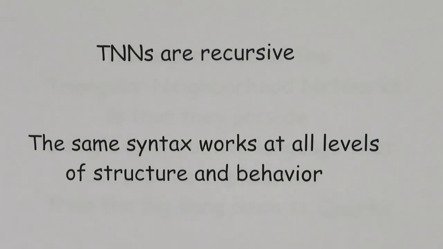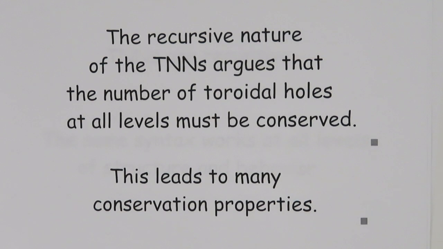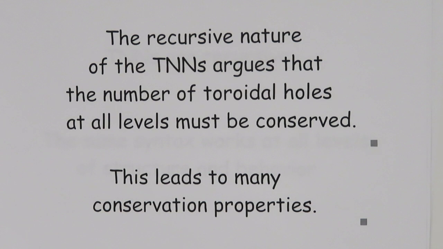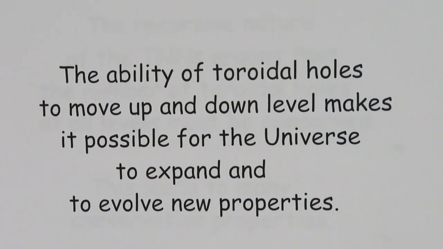In the video on the Big Bang, I showed how different levels of structure might be applicable to various features in the universe. The recursive nature of the Triangular Neighborhood Networks argues that the number of toroidal holes at all levels must be conserved. This in itself leads to many of the conservation properties. The ability of toroidal holes to move up and down levels of recursive Triangular Neighborhood Network structure makes it possible for the universe to expand and to evolve new properties.